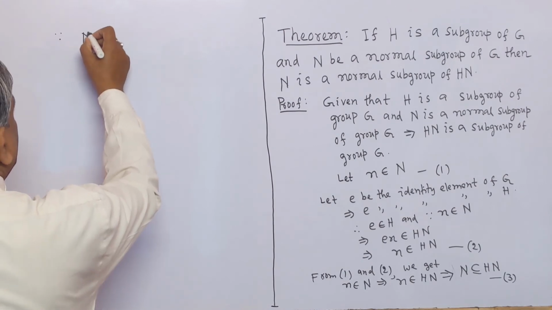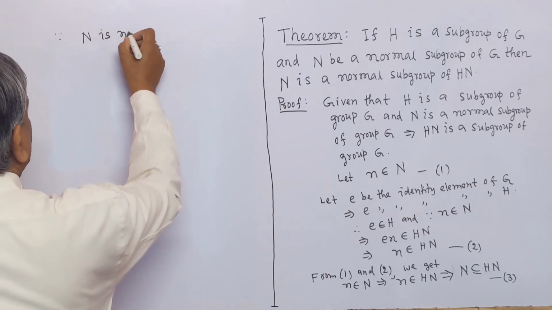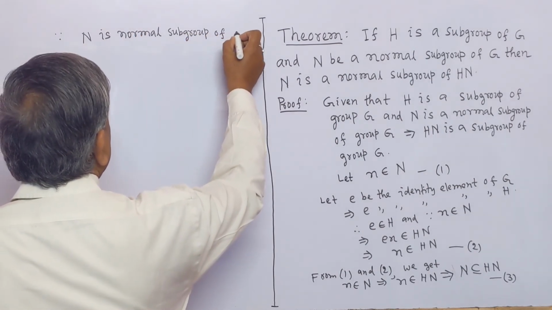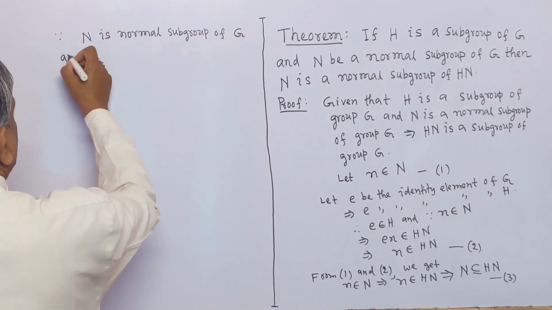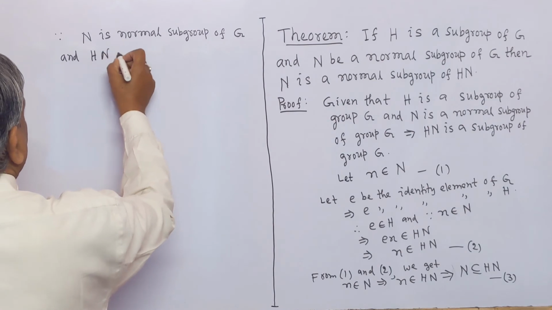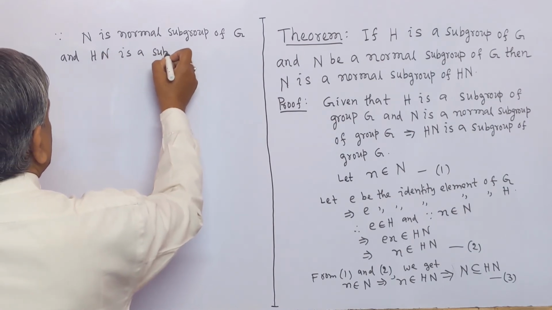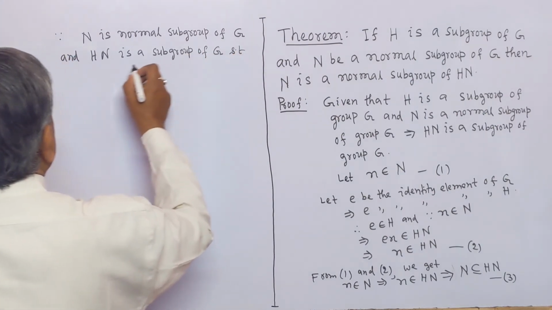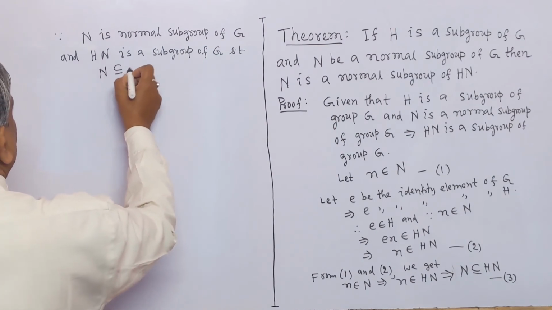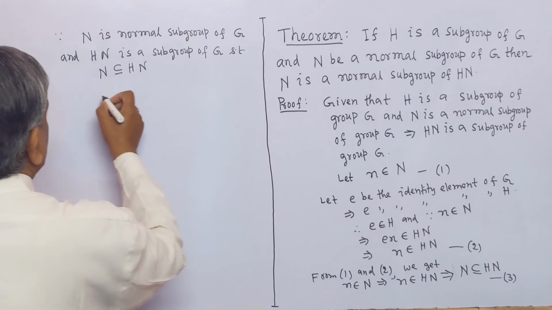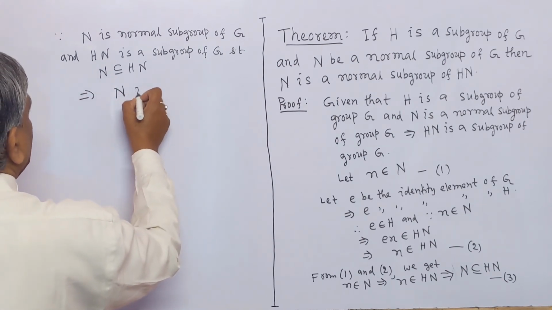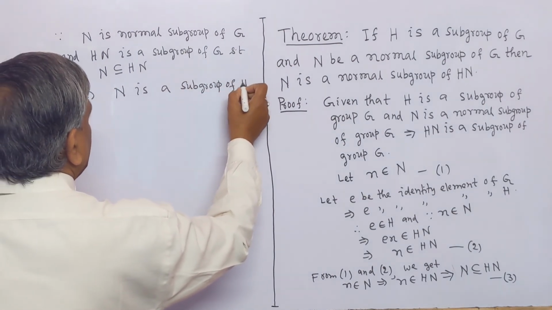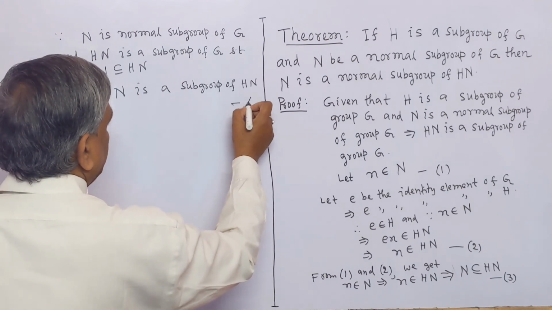Since N is a normal subgroup of G and HN is a subgroup of G, such that N is a subset of HN, implies that N is a subgroup of HN. This is number 4.